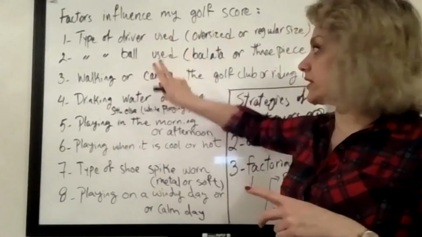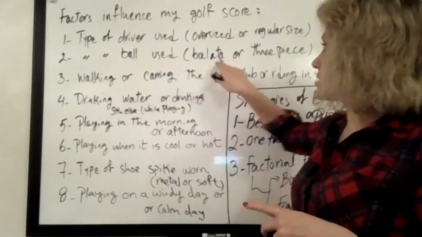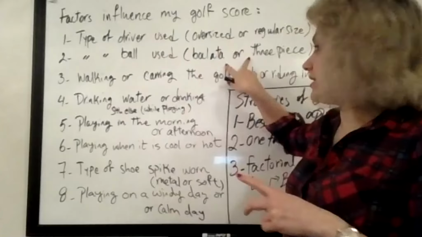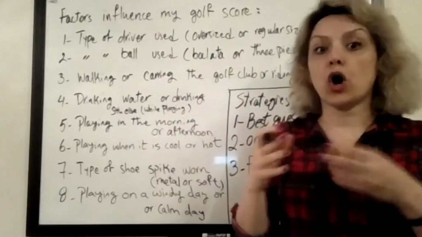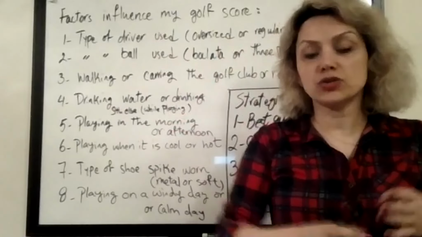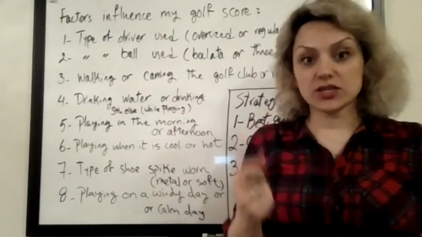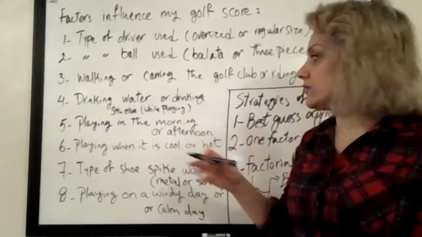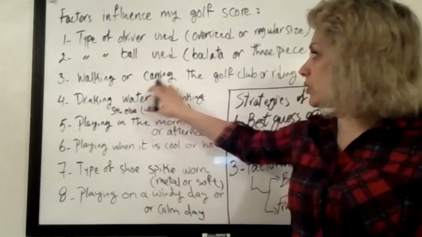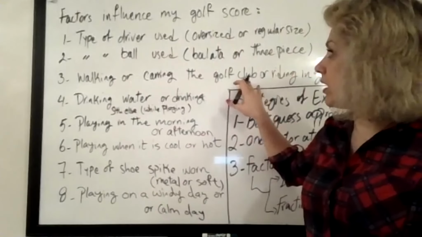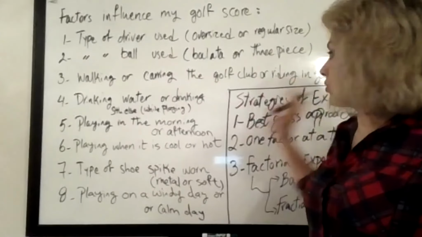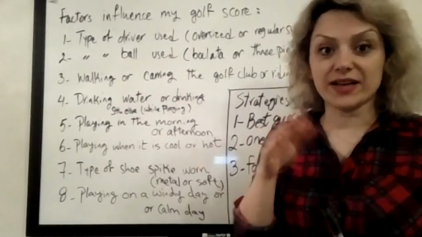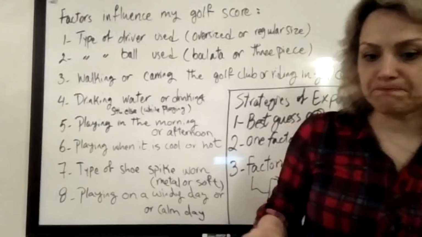So 2 levels for this one. This one, type of ball used, balata or 3 pieces. Again, it has 2 levels. So when you have 2 options for that factor, you can have 3 levels as well, but we start with 2 levels in this course to learn how to deal with them. Walking or carrying the golf club, or riding in a golf cart, drinking water or something else. We would see these are levels, the options that we have for the factors.